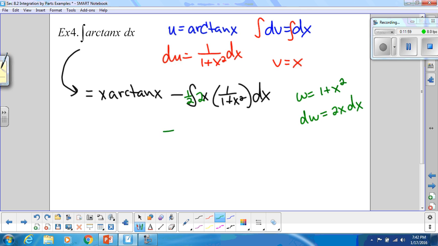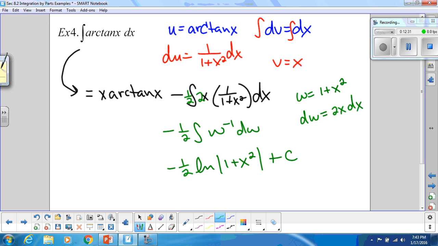1/2. So this is like 1/2 the integral of w to the negative first dw. All right, so if we integrate that, then we have ln. Remember that we can't do the power rule there, that's just ln. And we could put absolute value of 1 plus x squared, but remember that that's always positive, so that's not really necessary. And then we'll bring down the very first part, the x arctan of x. Okay, and that's our final answer.